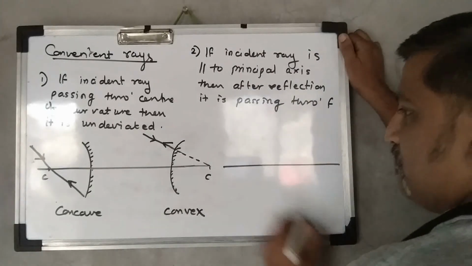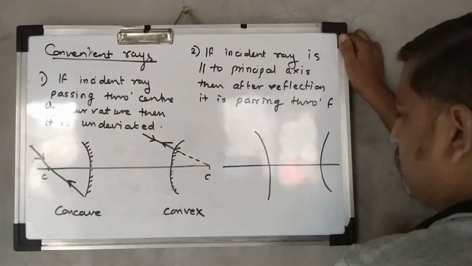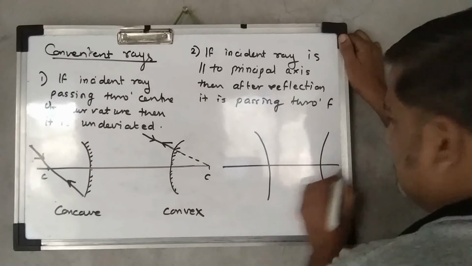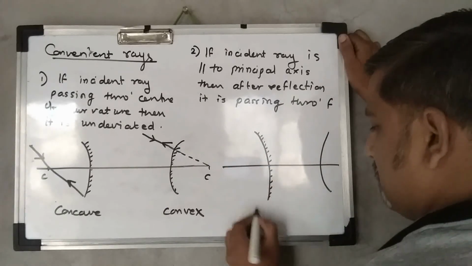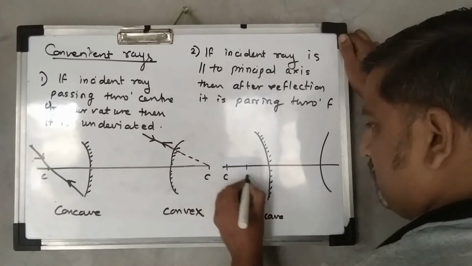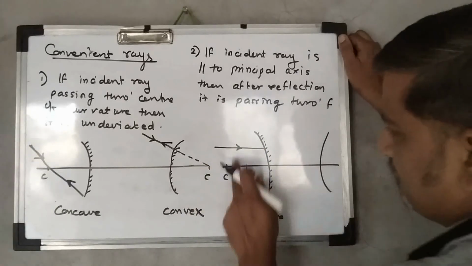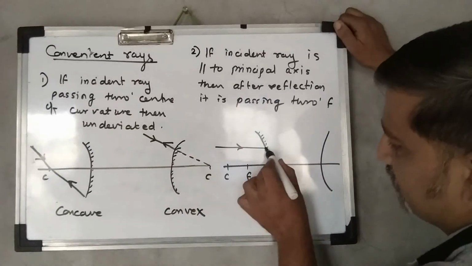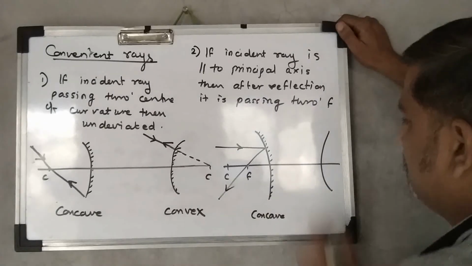Again, draw a mirror, the principal axis, then both the mirrors. Say this is a concave mirror. This is the center of curvature. Say this is the focus. If the incident ray is parallel to the principal axis, after reflection it passes through the focus. This is the second rule.